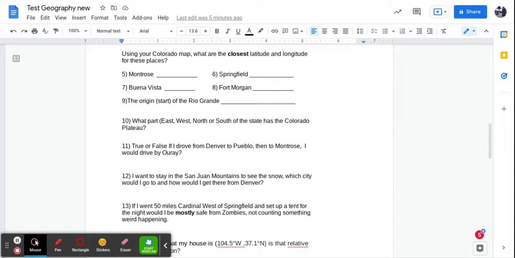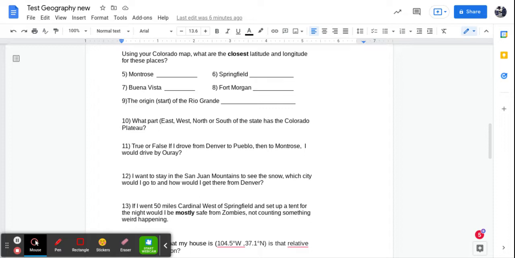What part, east, west, north, or south of the state has the Colorado Plateau? So look at your map. What part is the Colorado Plateau? Is it east? Is it west? Is it north or south?